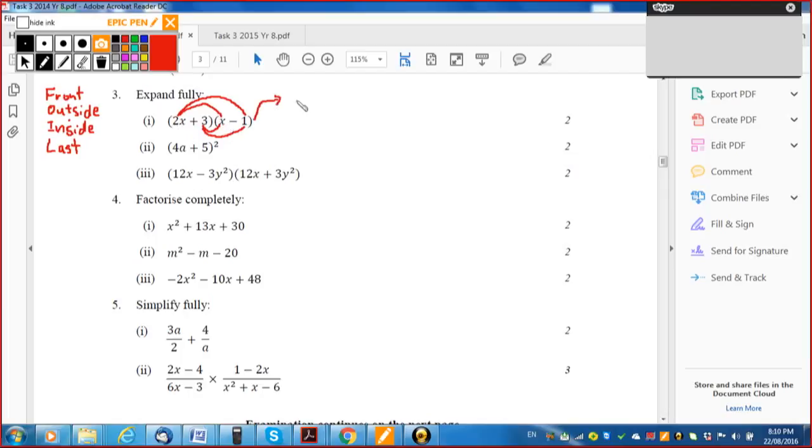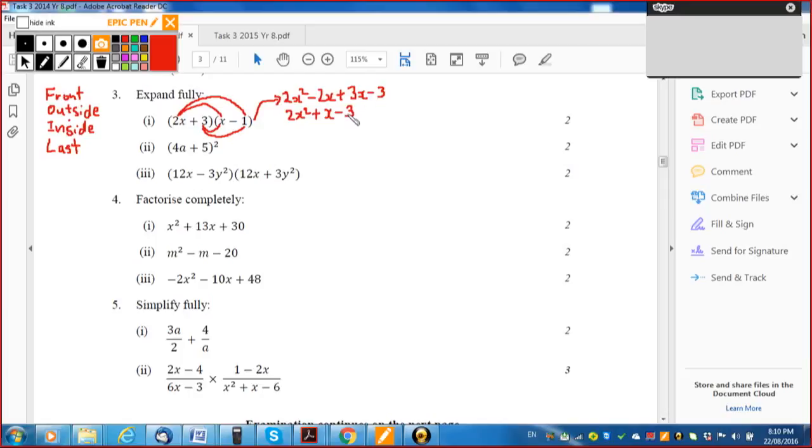2x times x is? 2x squared. 2x times minus 1 is? Minus 2x. 3 times x is? Positive 3x. 3 times minus 1 is? Minus 3. Good. So you get 2x squared minus 2x plus 3x, which is plus x, minus 3. That's how you do it.